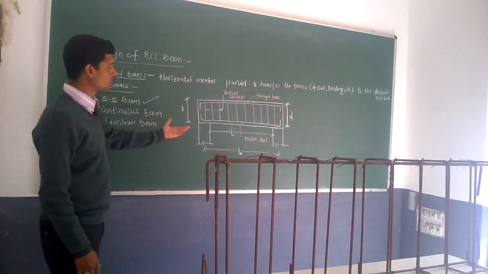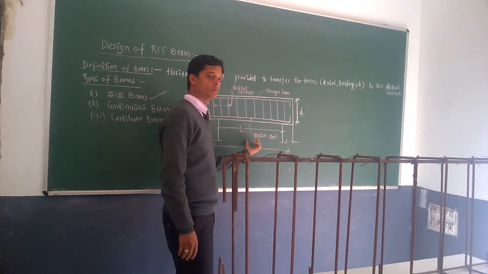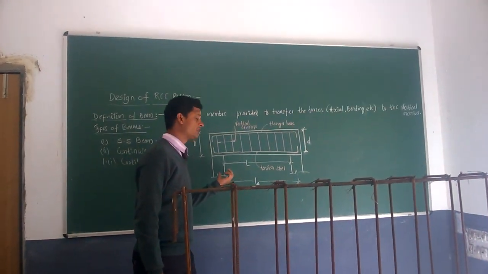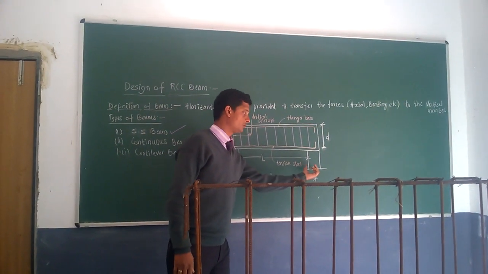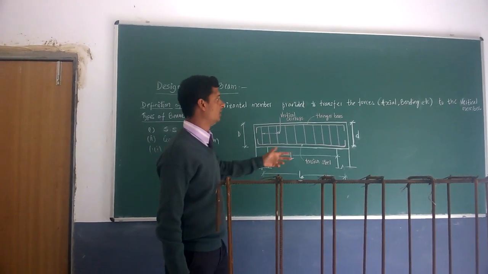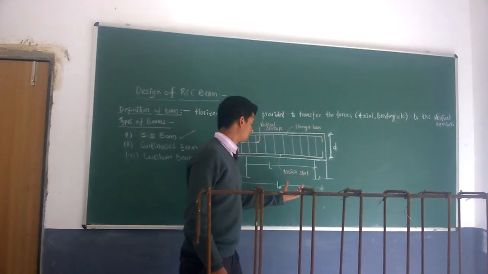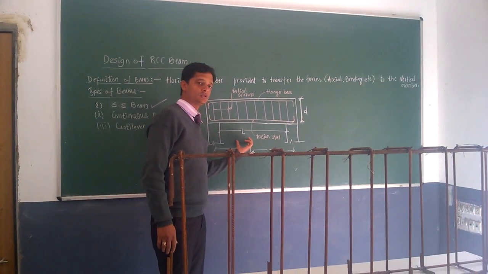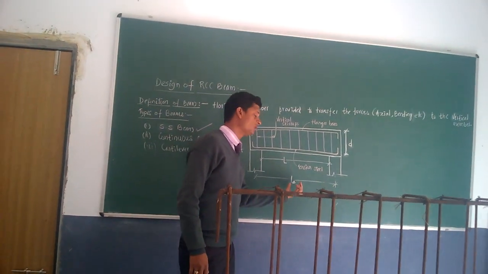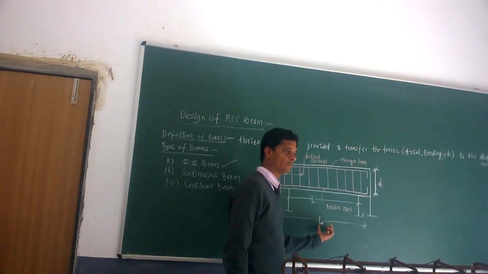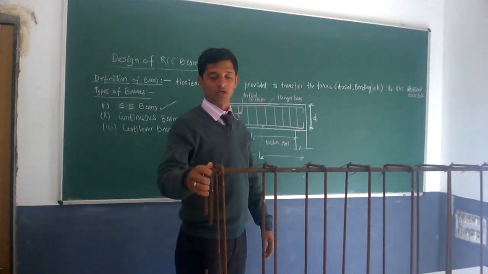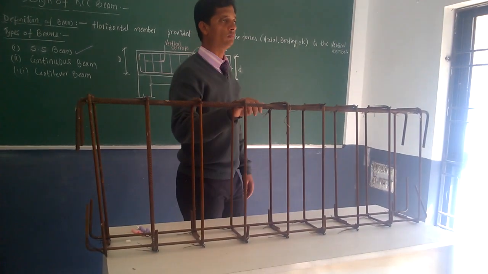Now we go to the basic representation of the simply supported beam, which is supported on two masonry walls, having total depth D, effective depth small d, clear span of the beam which is known as L, and center to center span of the beam which is known as effective span Le. Now we will have a representation of the skeleton structure of the beam.